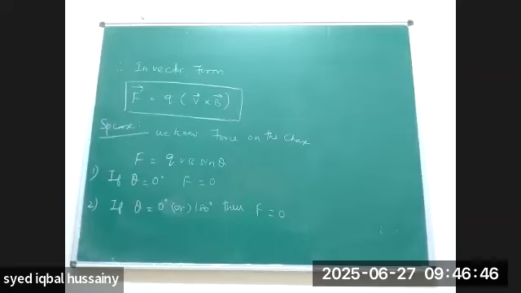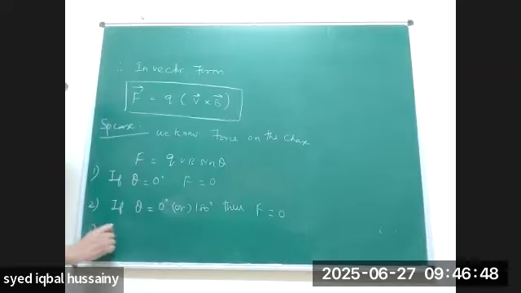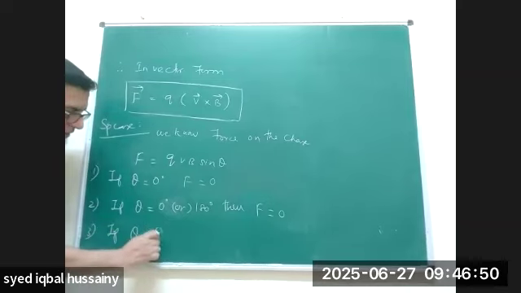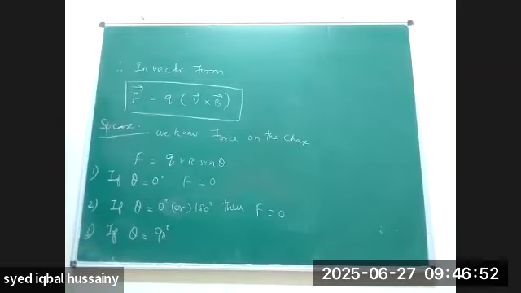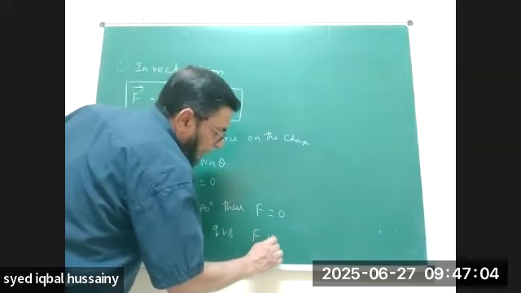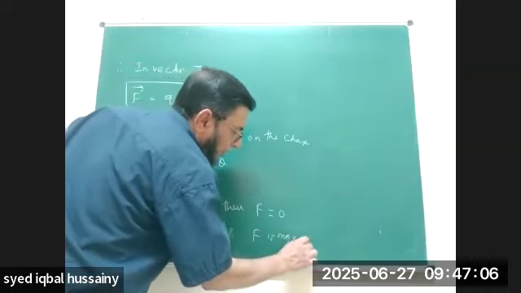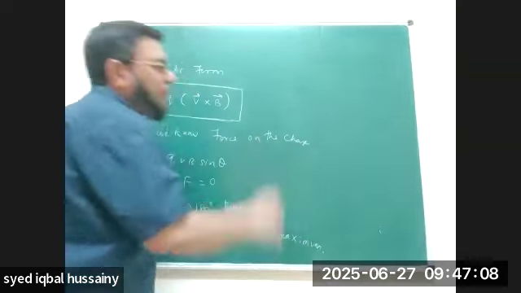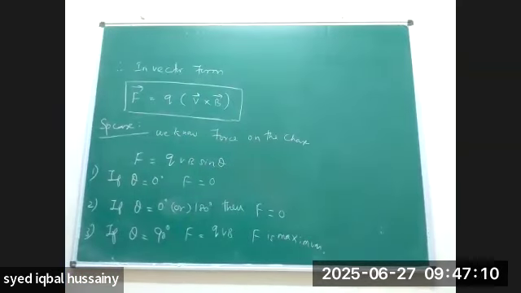But now see the third special case. If theta equal to 90 degree, F equal to QVB sin 90, that is QVB. F equal to QVB is nothing but F is maximum, force is maximum, and it is perpendicular. So these three special cases, please remember, don't forget.